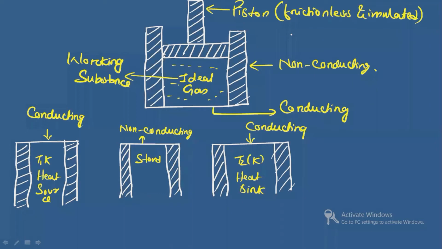Now let's see the figure, and it will help us explain more easily what actually happens in a Carnot cycle. So you see this is a hollow cylinder, and the working substance is an ideal gas. The walls of this hollow cylinder are perfectly non-conducting. Perfectly non-conducting means there will be no exchange of heat through the walls of the cylinder. And the base of the cylinder is conducting. That means through the base of the cylinder, heat can be transferred and it can also be accepted. It can give heat, it can take heat.